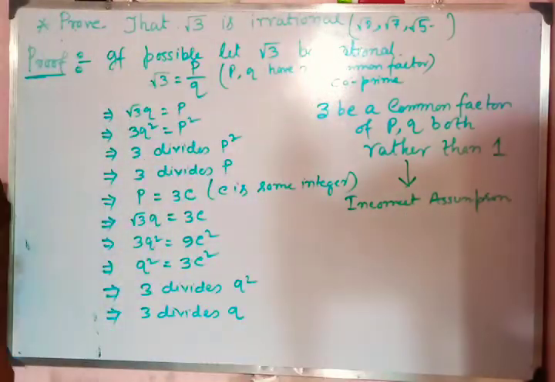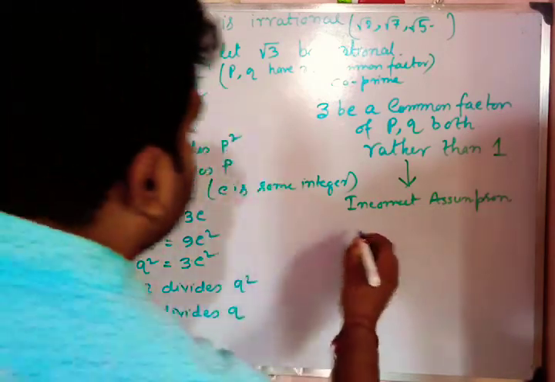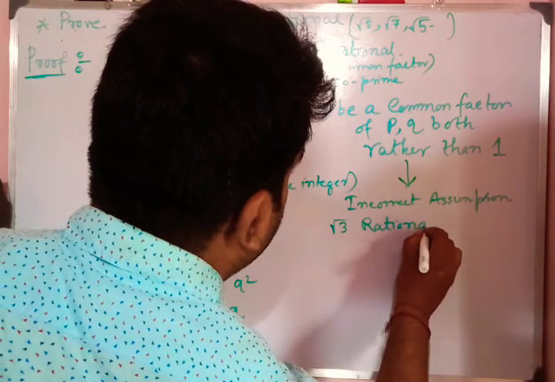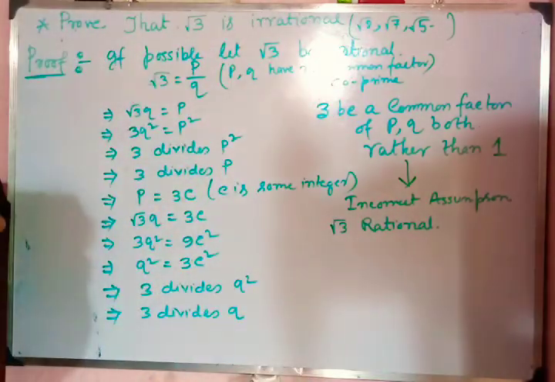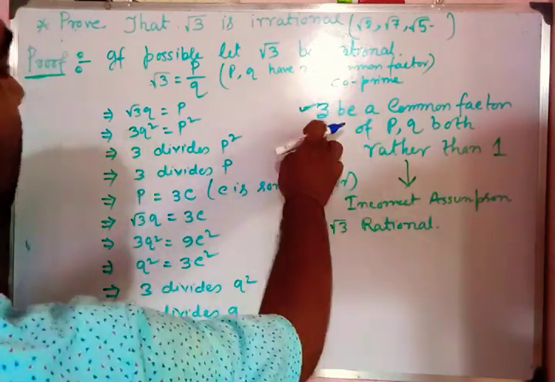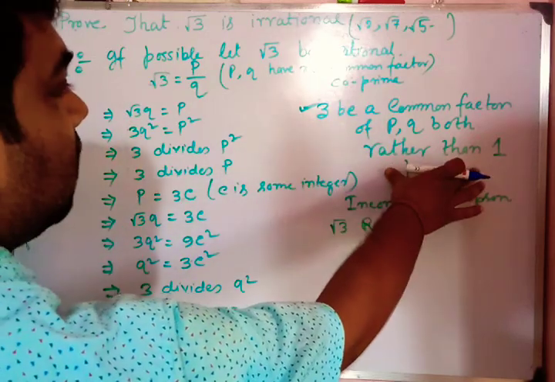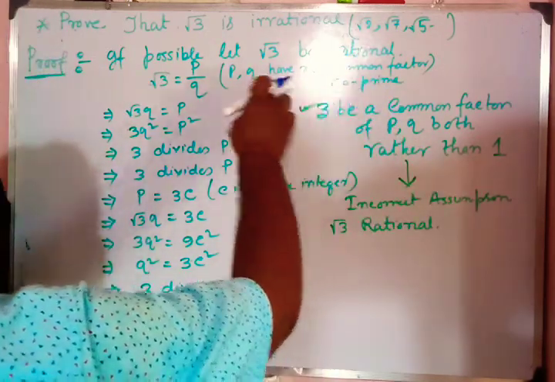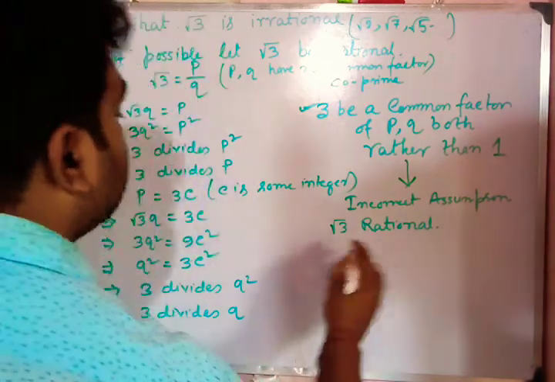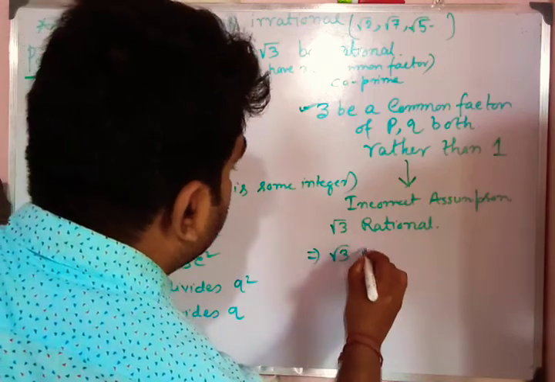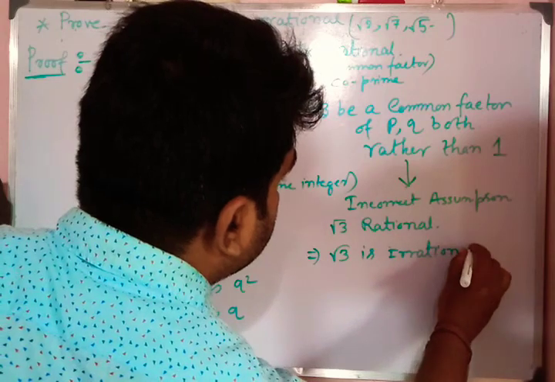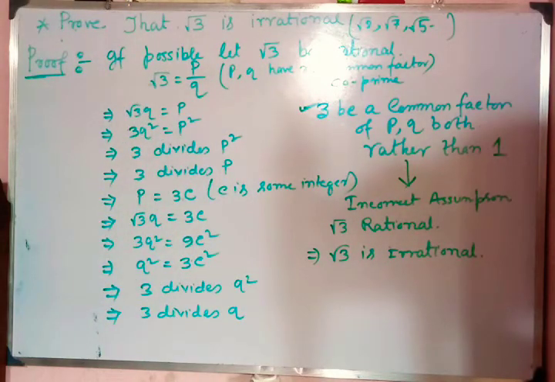Now what is the incorrect assumption? That root 3 is rational. That was the incorrect assumption. That's why this contradiction occurs. We are getting one more factor of P and Q rather than 1, and this contradicts the fact that P and Q are co-prime to each other. So root 3 is not rational. So that's implying root 3 is irrational. Okay, hope you are able to understand it.